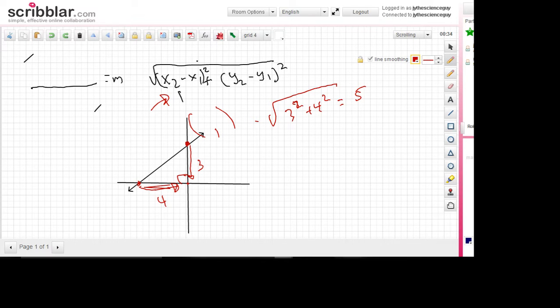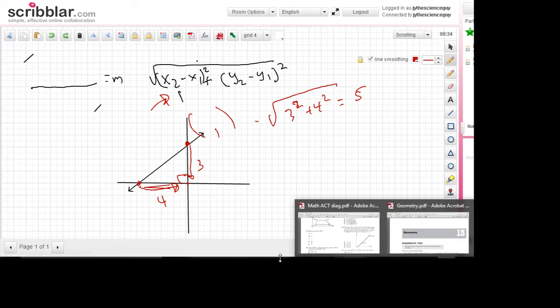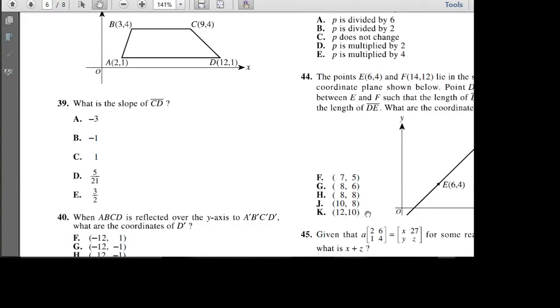So let's look at the question that's on the diagnostic test. I want you to look at 44 and see if you can make a right triangle to figure out. Okay, so it says. Are you looking at 44? Yeah. E is 6. Wait, no. D lies EF.